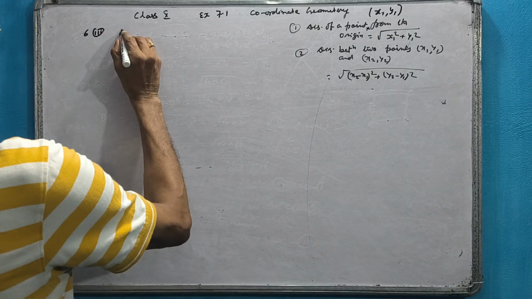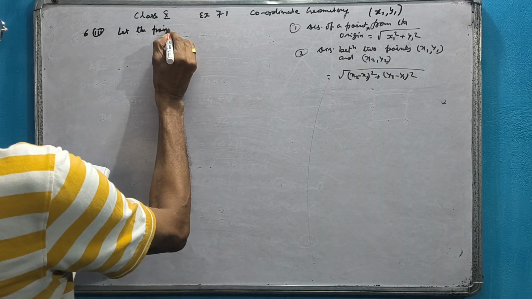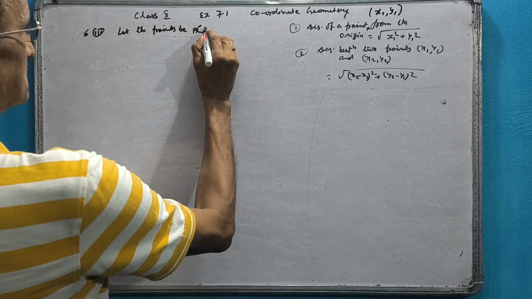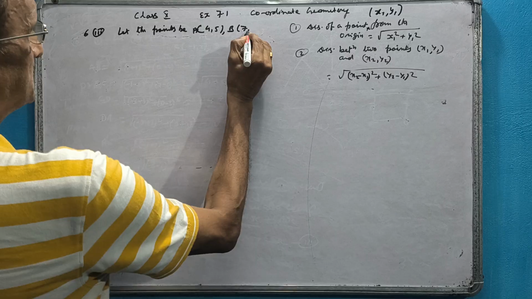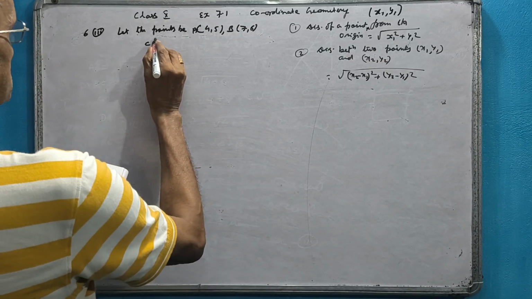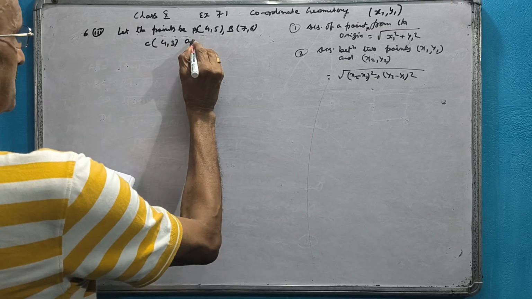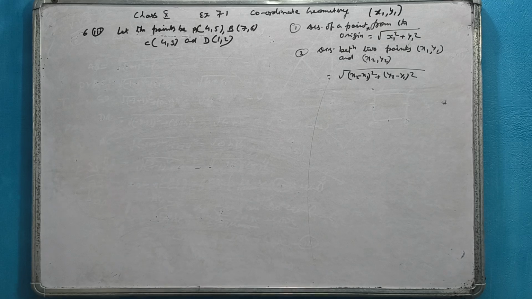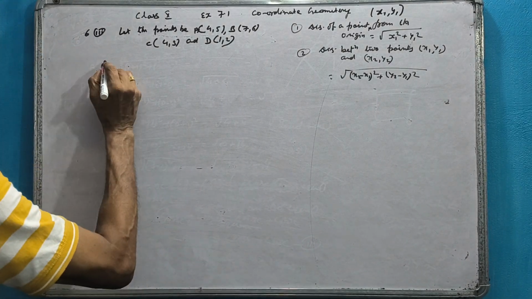4 points are given, name the points. So write down, let the points be A (4, 5), B (7, 6), C (4, 3) and D (1, 2). Now we find AB.